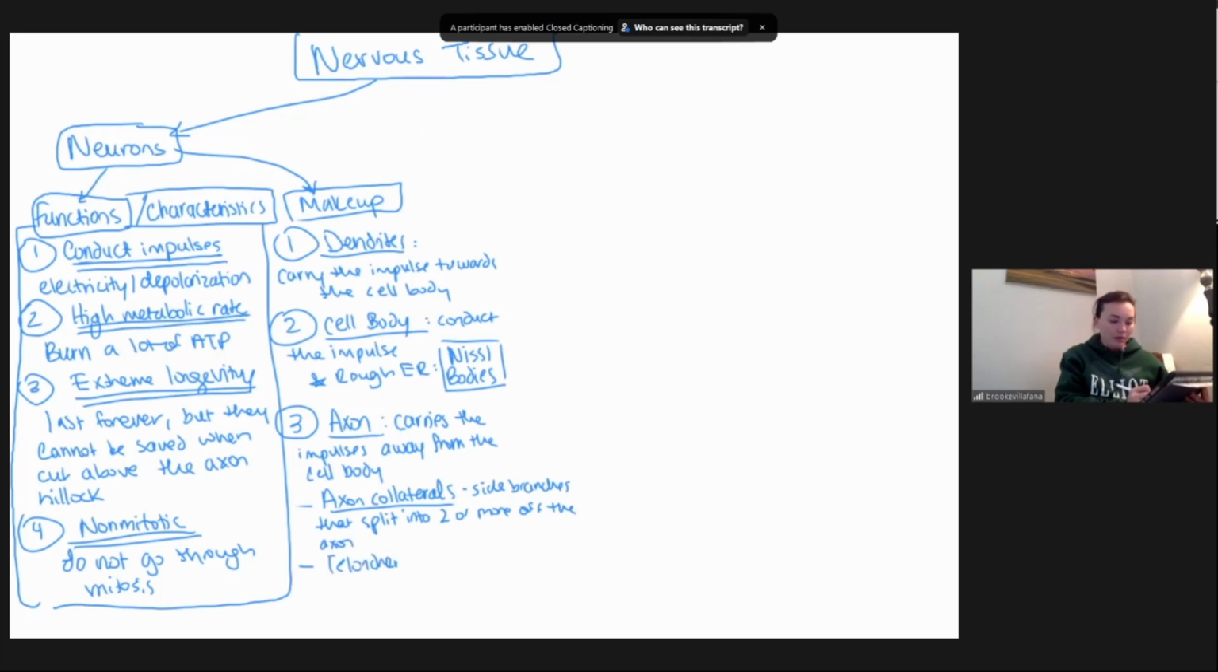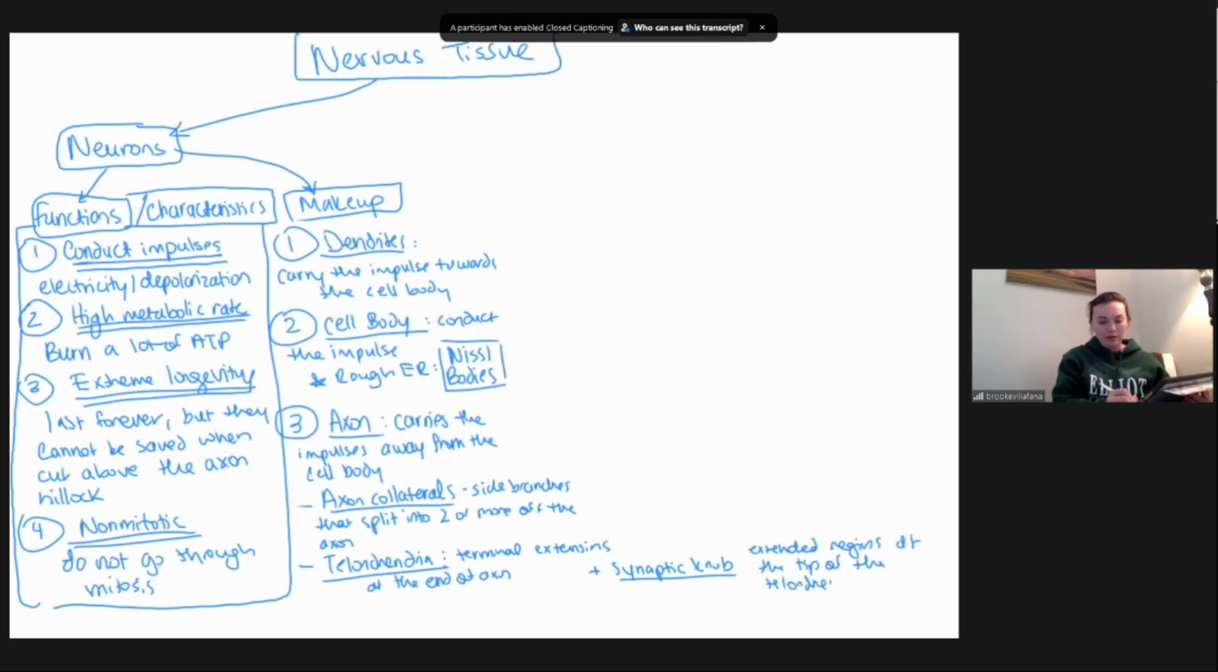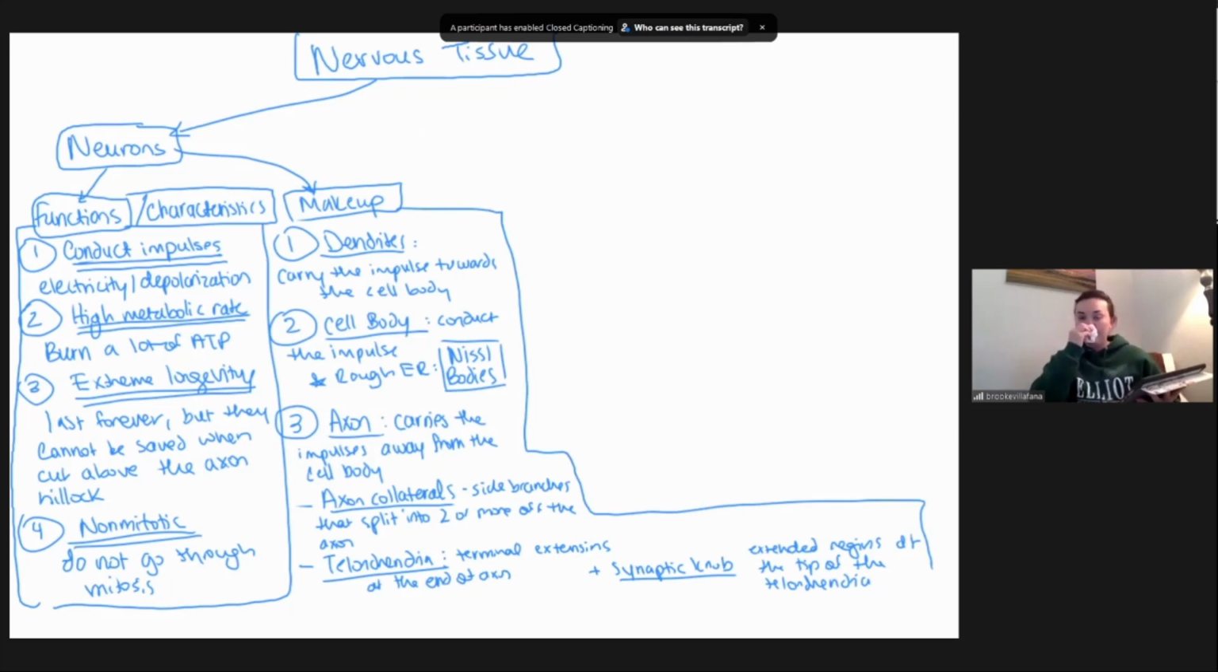You have your telodendria. Your telodendria are terminal extensions at the end of each axon. At the end of the axon. And then lastly, I'll try to draw it over here because I know you guys, your screen cuts off. You have your synaptic knob, and those are the extended regions at the tip of the telodendria. So that is the makeup of the neuron. Okay.